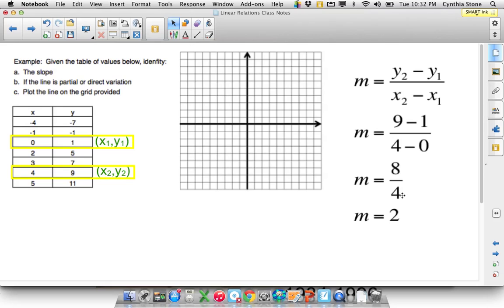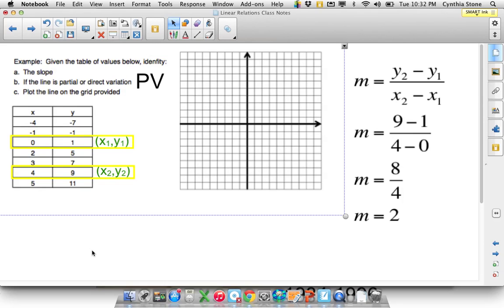So now I can identify if it's partial or direct, and I can tell right away it's going to be partial because when x is 0, y is 1. That's how I know. But we can find out another way, which is by graphing it. Okay? So the first trigger to me is this point here, because if y isn't 0 when x is 0, then it's got to be partial.